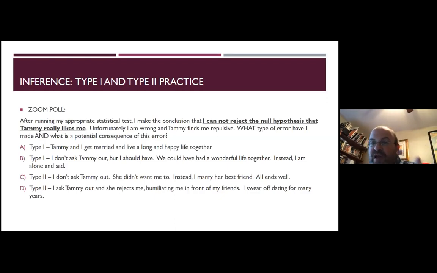Okay, so Mr. Timmons, if you could put up the Zoom poll. I know you may need to move it over because there's a lot of words on this page. And the question is, what kind of error have we made? And what is a consequence of this? I failed to reject the null that Tammy likes me. I am wrong and Tammy finds me repulsive. What error have I made? And what is a consequence of this error?